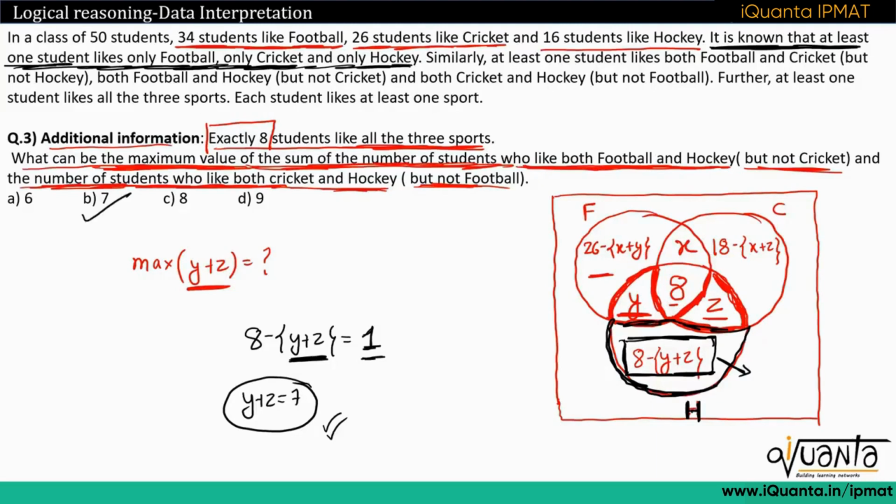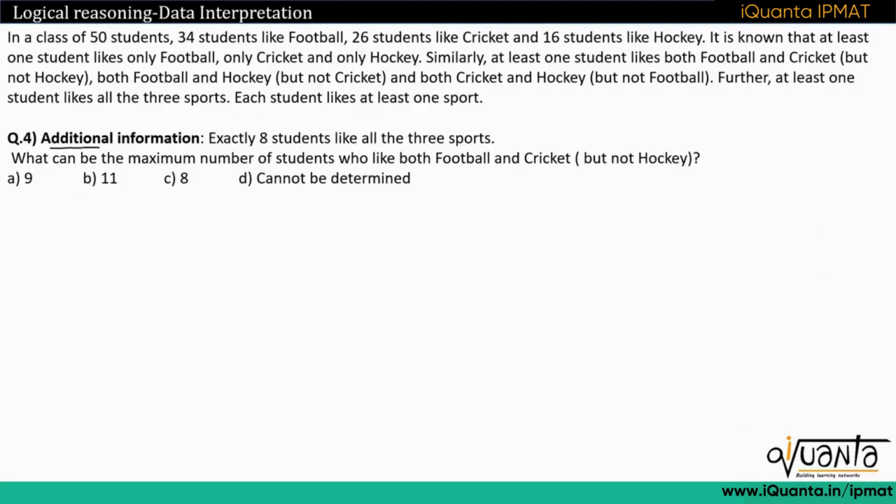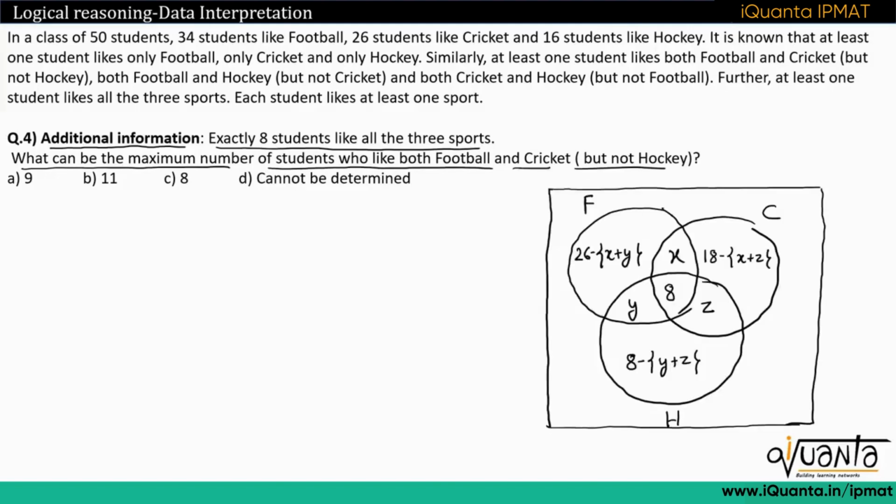Let us try to solve the next question. Fourth question is, again we have an additional information first. Exactly 8 students like all 3 sports. Question is, what can be the maximum number of students who like both football and cricket but not hockey? So let us again draw the diagram first. This is the diagram that we'll have, the same diagram like the previous question, but here we need to find out the maximum number of students who like both cricket and football but not hockey.